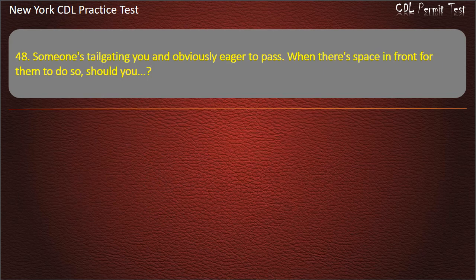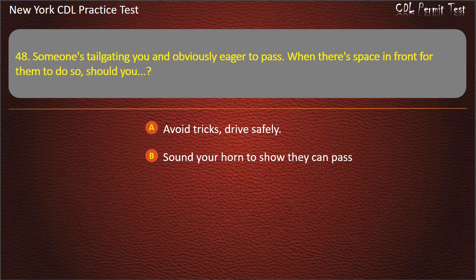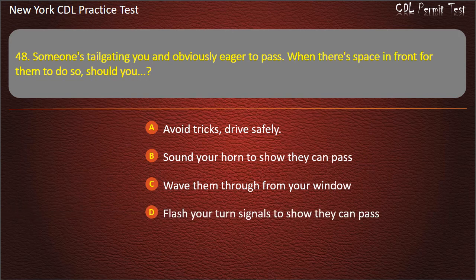Question 48. Someone's tailgating you and obviously eager to pass. When there's space in front for them to do so, should you avoid tricks and drive safely, sound your horn to show they can pass, wave them through from your window, or flash your turn signals to show they can pass? Answer: avoid tricks, drive safely.